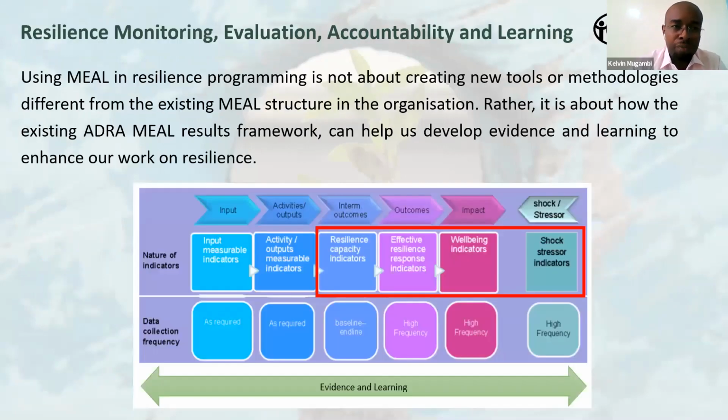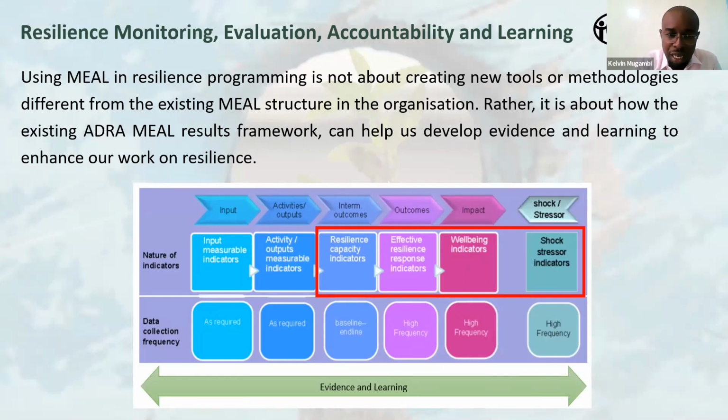So using the MEL, rather, in our resilience programming is not about creating new tools or methodologies that are different from the existing MEL structures in our organizations, but rather it's all about how the existing MEL results framework can help us develop evidence and learning to enhance our work on resilience.